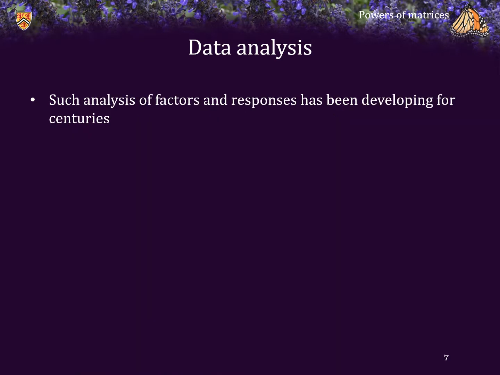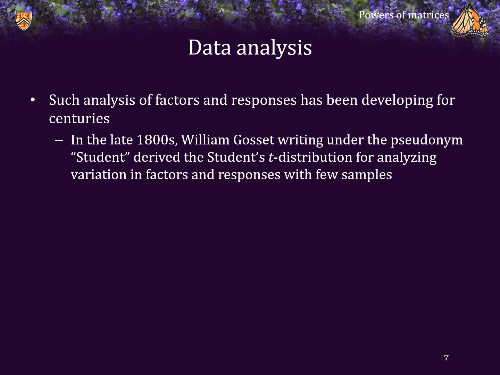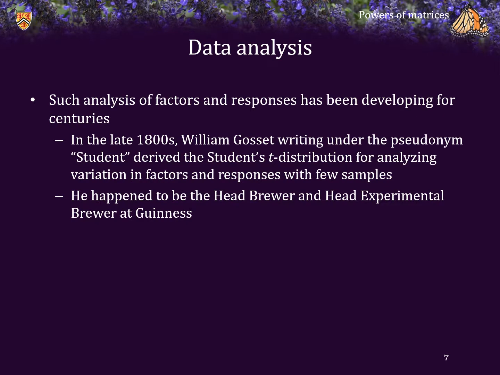Now, the analysis of factors and responses and the relationships between them has been developing for centuries. In the late 1800s, William Gosset, writing under the pseudonym Student, derived what is now known as Student's t-distribution, a method of analyzing variation within factors and responses when there are very few samples. Specifically, he happened to be the head brewer and, more importantly, the head experimental brewer at Guinness. Again, you're making a very small number of batches, and there are many different factors and responses that were being measured.